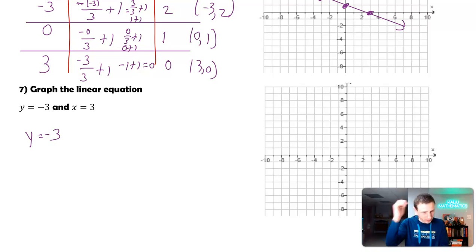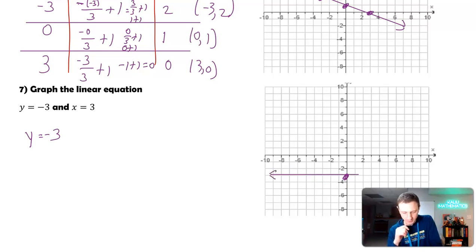So what this looks like then, y equals negative 3, would just be where y is equal to negative 3, and it'd just be a horizontal line. That is not a horizontal line. Let me try that again.